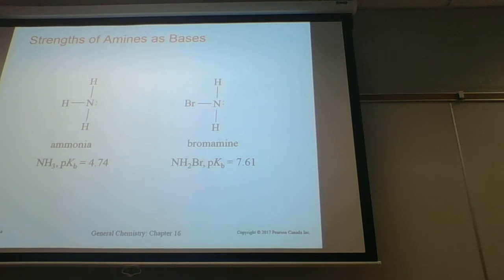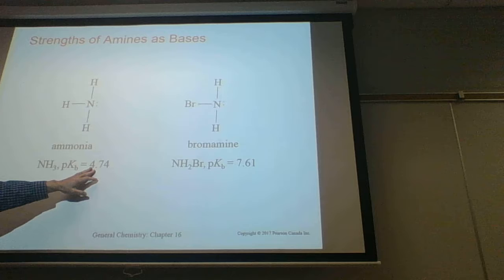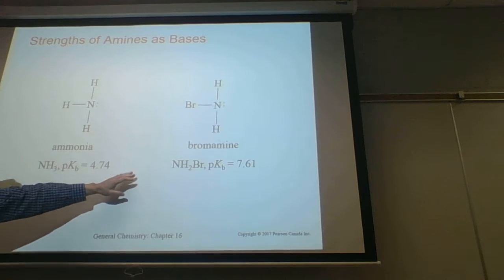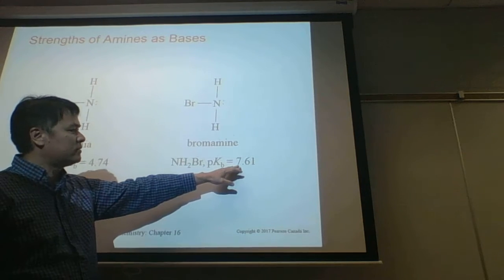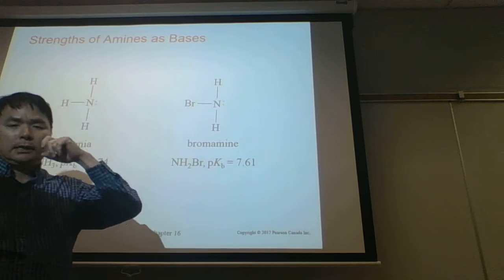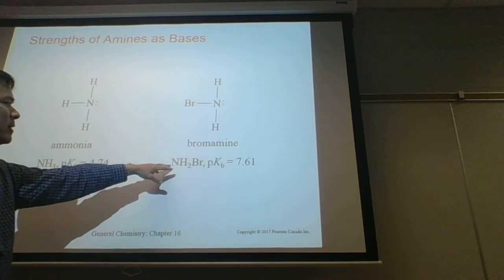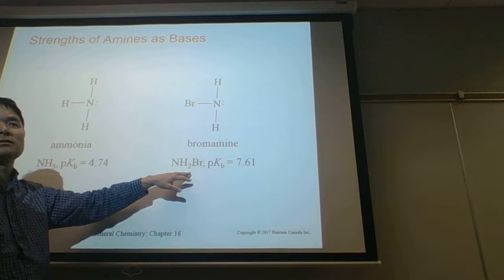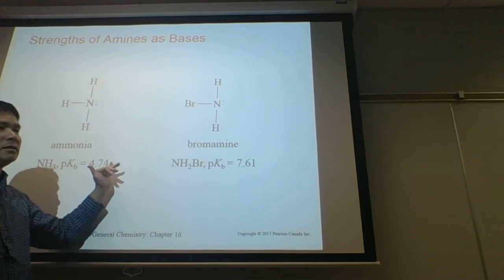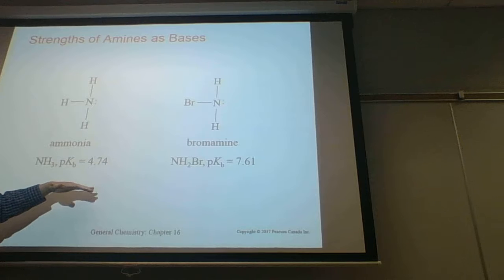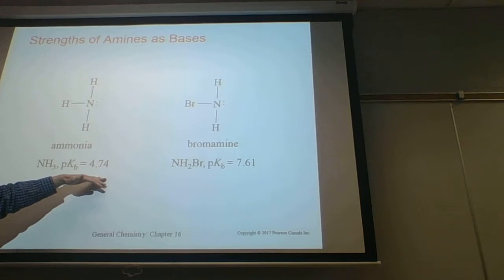But chapter 16, we start looking at the amines as bases. We already started this. Here's ammonia. The pKb is 4.74. Here's bromamine. The pKb is 7.61. And again, it's a power function. And so this has about 3 orders of magnitude difference. And it turns out that the smaller the number, the more basic it is.